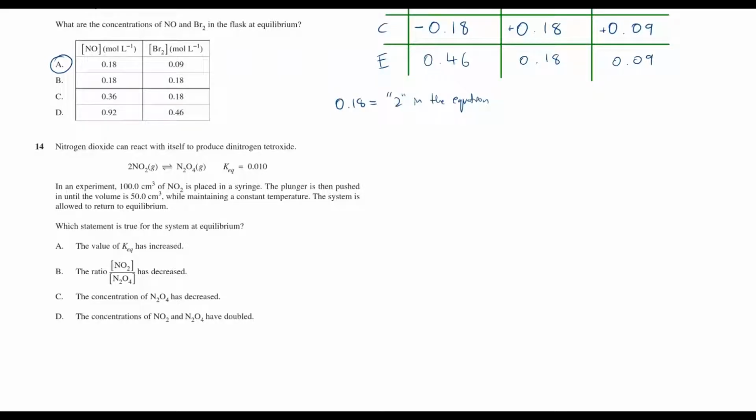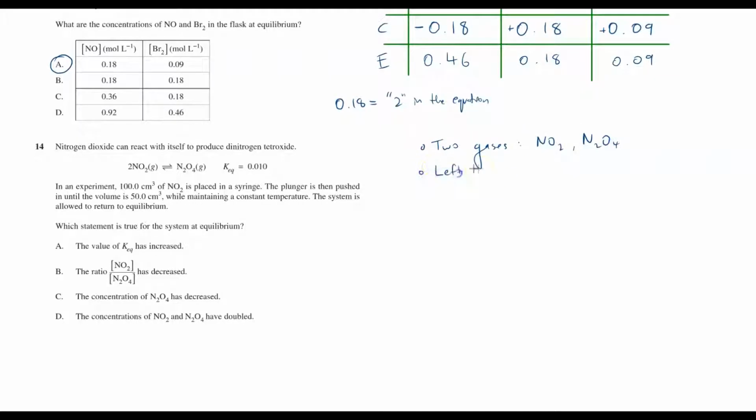The plunger is then pushed in until the volume is 50 cubic centimeters while maintaining a constant temperature. The system is then allowed to return to equilibrium. We then need to choose the statement that is true from the options. Firstly, in this situation we have 2 gases, nitrogen dioxide and dinitrogen tetraoxide.